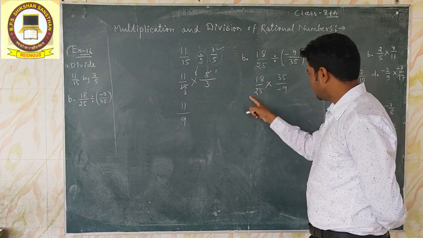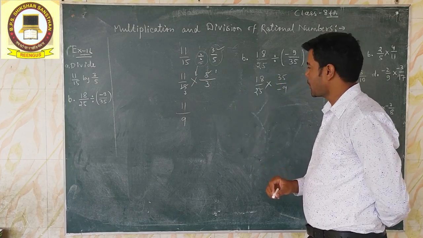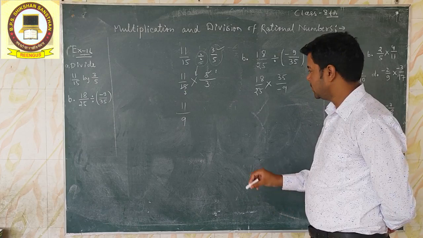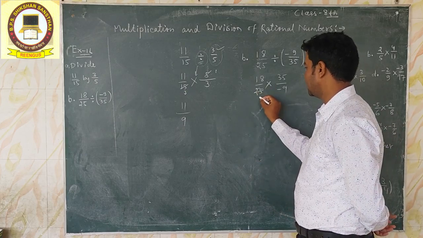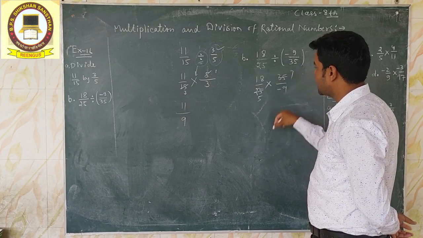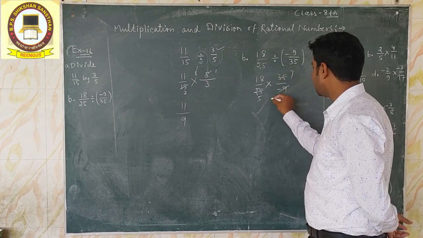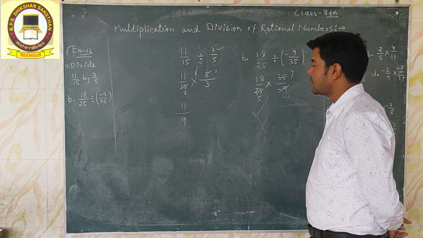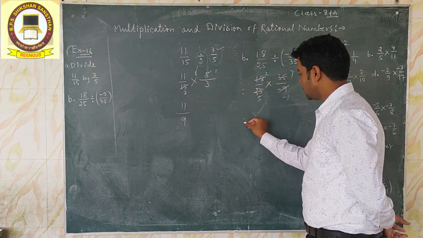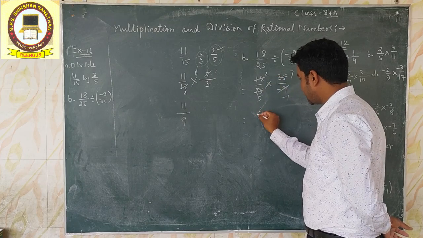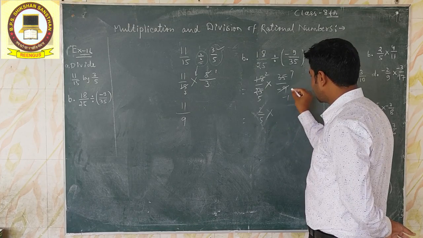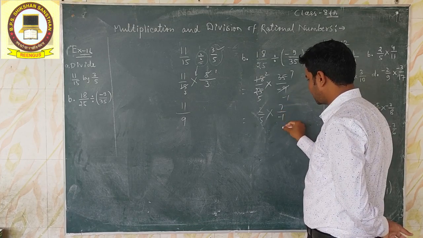Check the numbers for simplification. We can see 25 and 35 are divisible by 5. So 25 divided by 5 gives us 5, and 35 divided by 5 gives us 7. 9 divided by 9 gives us minus 1, and 18 divided by 9 gives us 2. The remaining part we write here: 2 by 5 multiplied by 7 by minus 1.